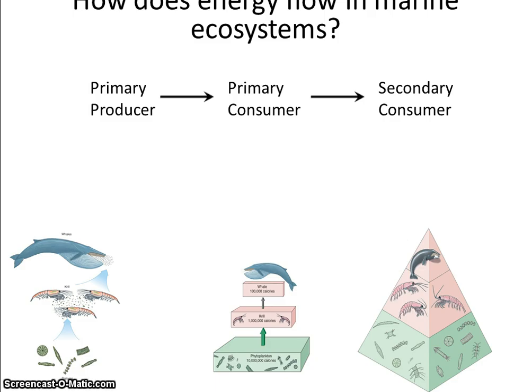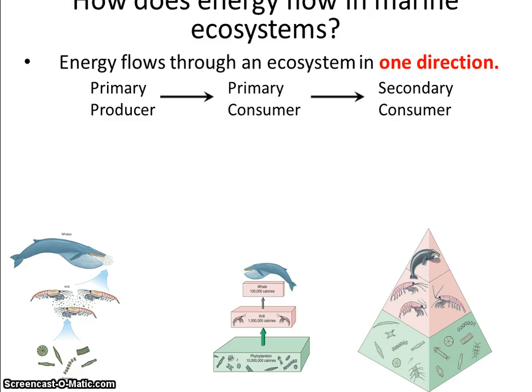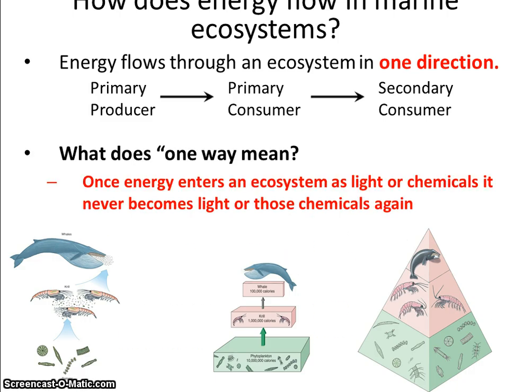Energy flows through a marine ecosystem in one direction. That means that energy enters as light or, in some cases, chemicals, and it never becomes that light or those chemicals again. If you're at the top of the ocean, light shines on a piece of phytoplankton, and that phytoplankton converts that light energy to food energy, sugar. But that sugar never becomes light again. The energy contained in that sugar molecule never becomes sunlight.